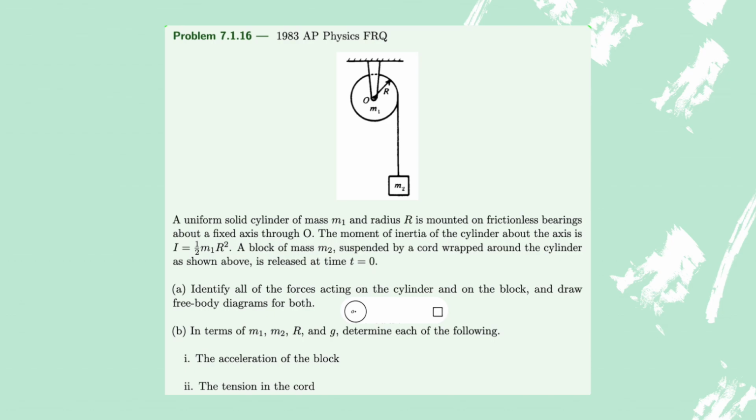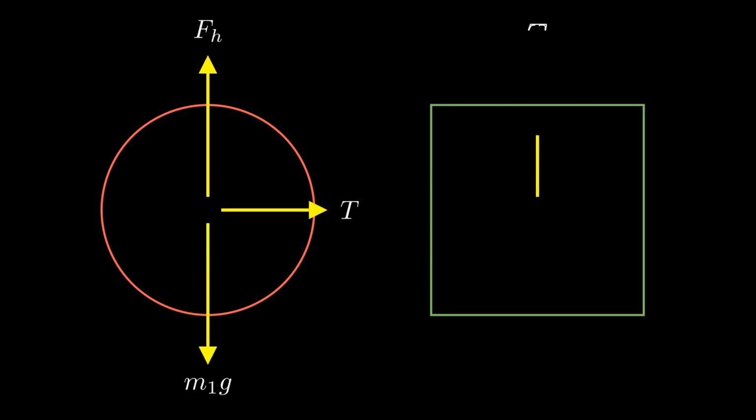So in part A, we want to identify the forces that act on the cylinder and on the block and draw free body diagrams for both. So let's think about the forces that act on the cylinder and the block. Well, for the block, of course there's going to be gravitational force downwards, and then there will be tension force upwards due to this cord.